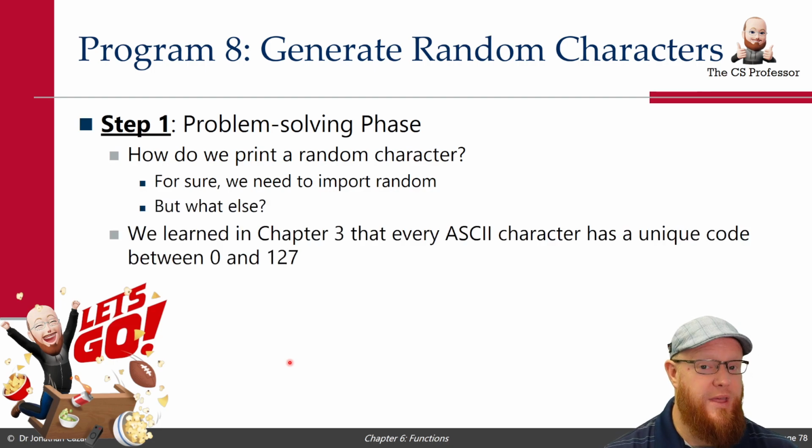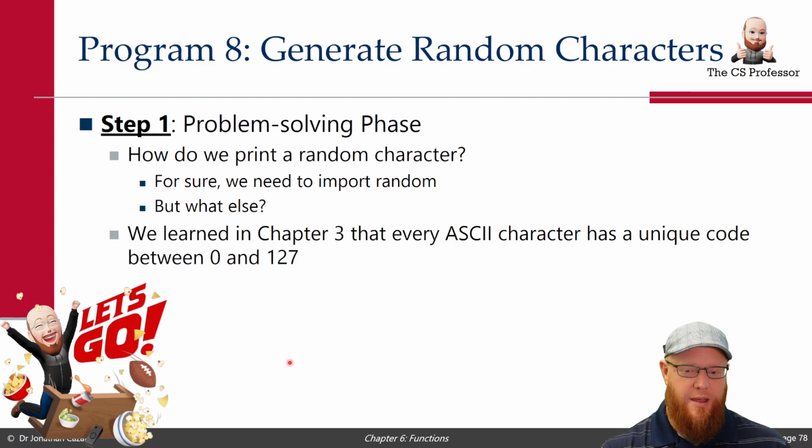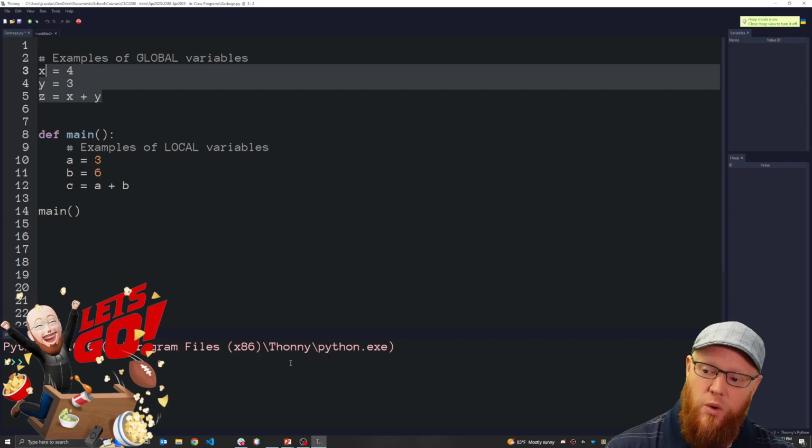If you remember that we have ASCII, right? And that every character is in fact mapped to an ASCII equivalent, and we have this unique ASCII value from 0 to 127, printing a random character really amounts to what? It amounts to generating a random number between 0 and 127.